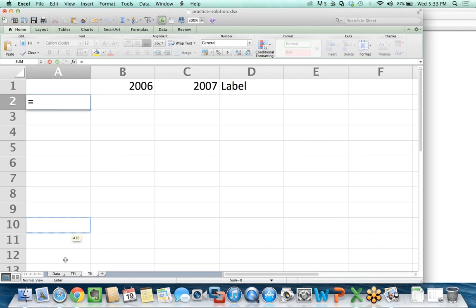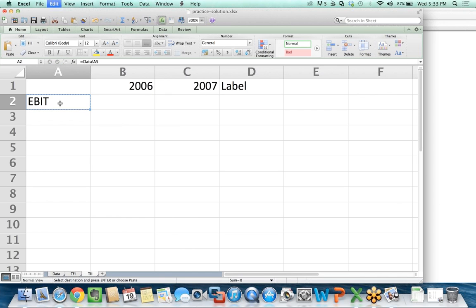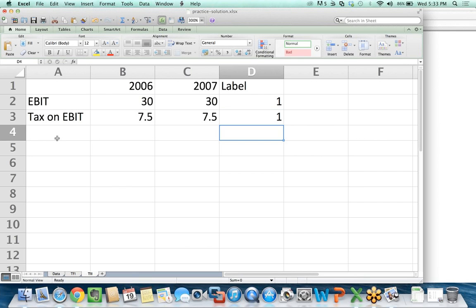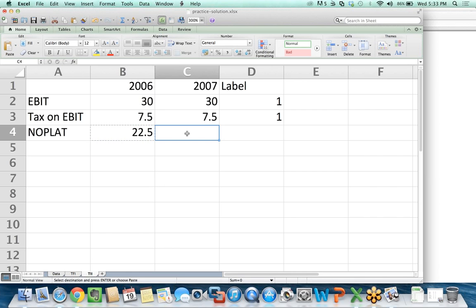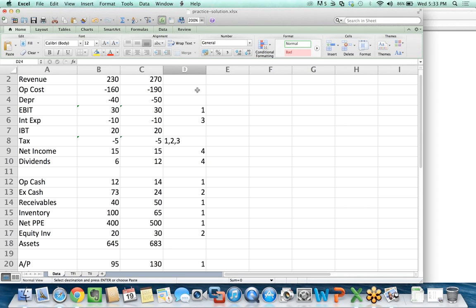Now, for income, we start, as I said, with my shortcut. I can start with my EBIT. And then I would have taxes on my EBIT. And I believe there was a 25% tax rate, so I'll multiply that by 0.25, giving me my NOPLAT, which is my EBIT minus my taxes on my EBIT of 22.5. Right. That's my only one on this income statement.